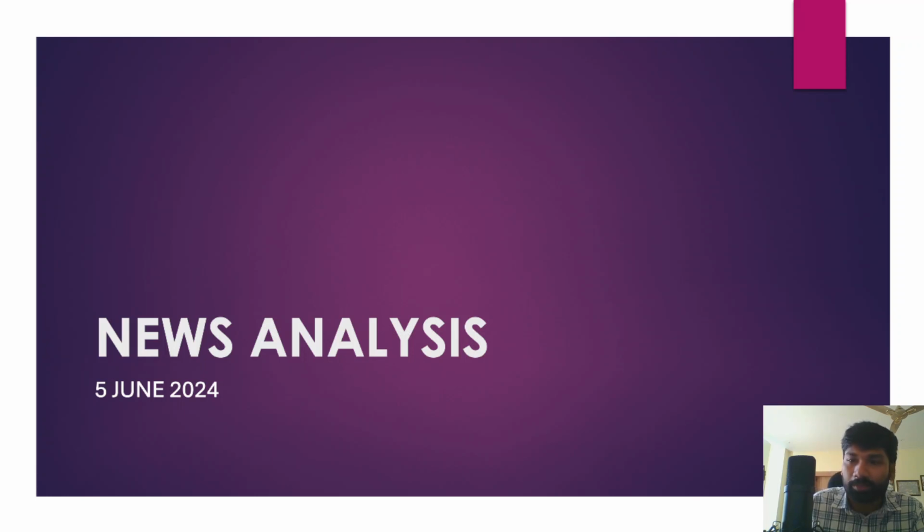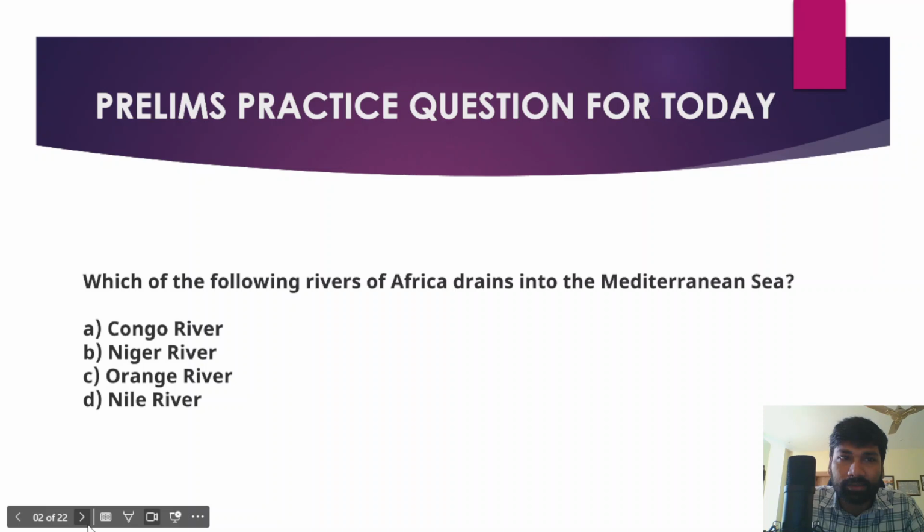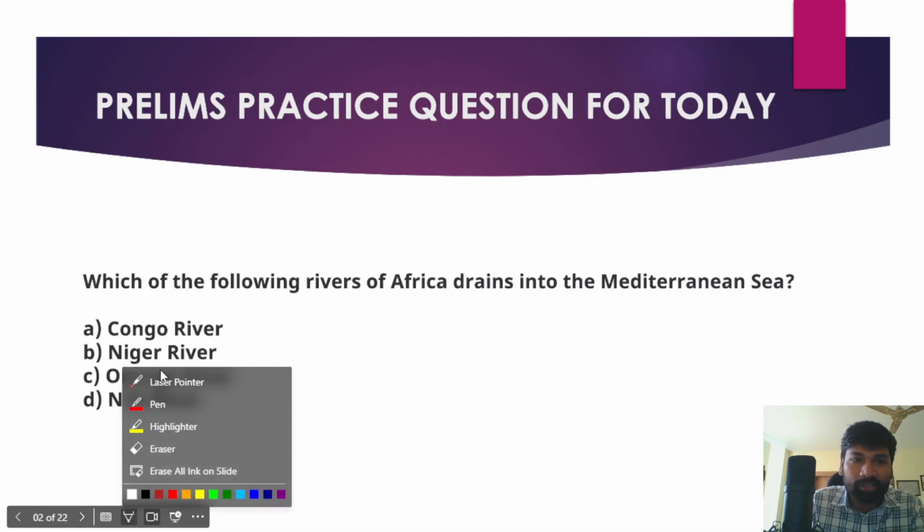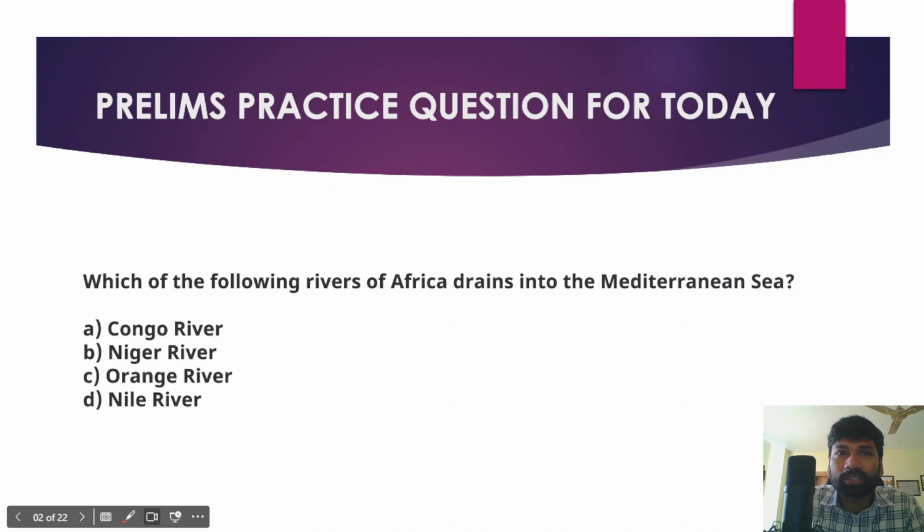Before discussing the articles, there was one practice question for prelims that I gave in the previous class. The question was: which of the following rivers of Africa drains into the Mediterranean Sea? The options given were Congo River, Niger River, Orange River, and Nile River. I also told you to answer this question in the comment section. The correct answer is option D, Nile River, and the Nile River drains into the Mediterranean Sea.